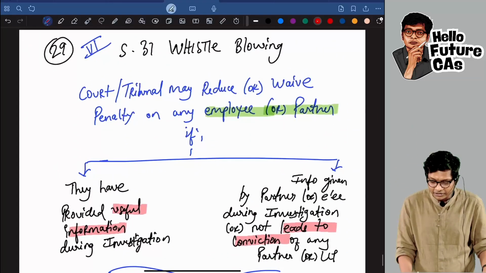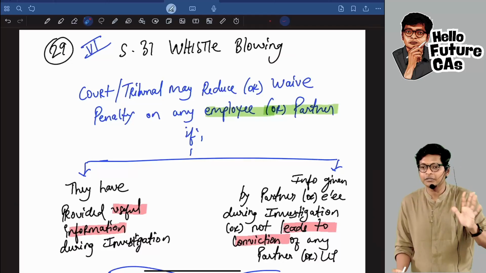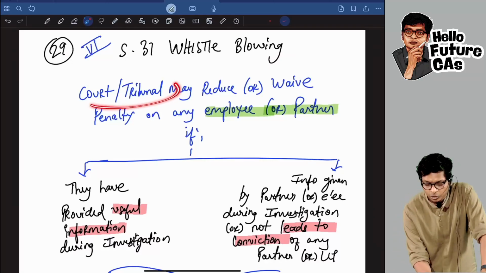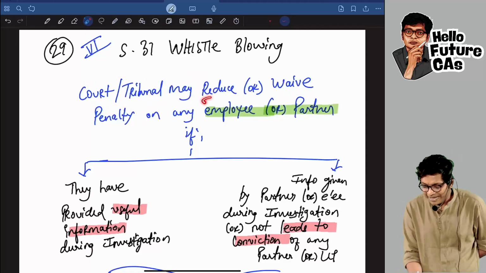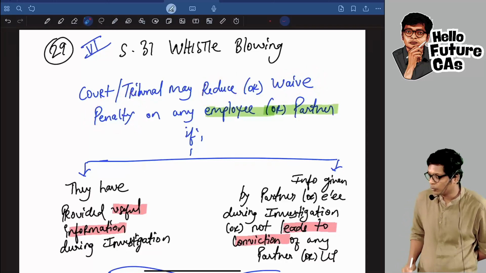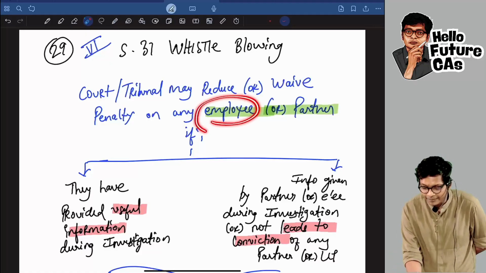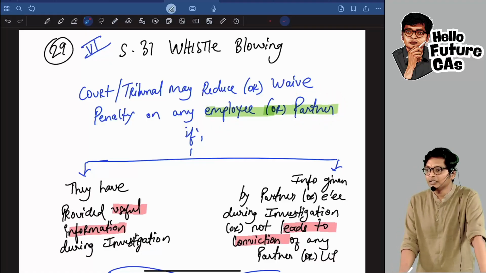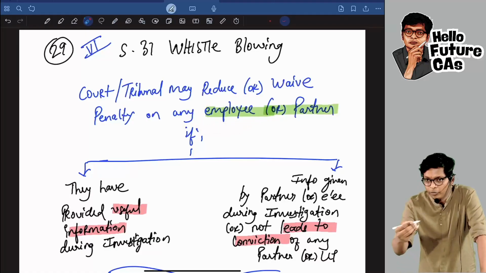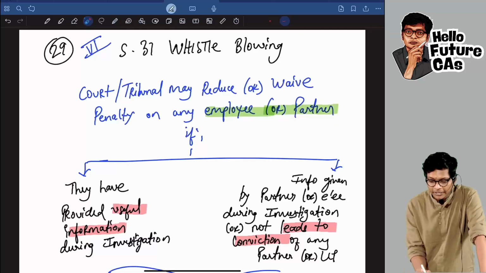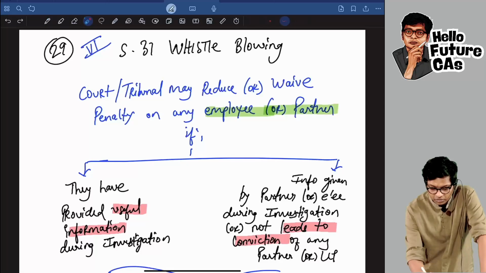So, that is the next concept, which is 29. Whistleblowing, no, it's not taking a whistle and blowing it. Helping the court or tribunal may, follow the word, may, reduce or waive penalty. What will they do, guys? They may waive or reduce penalty on any employee or partner, any other employee in the restaurant or the partner Rukmini, if they have provided useful information during the investigation.